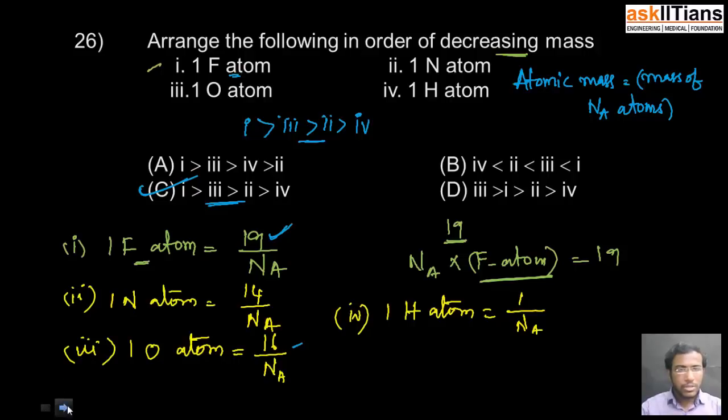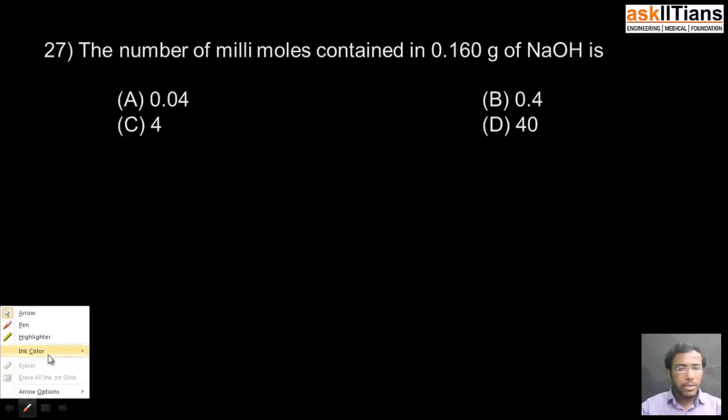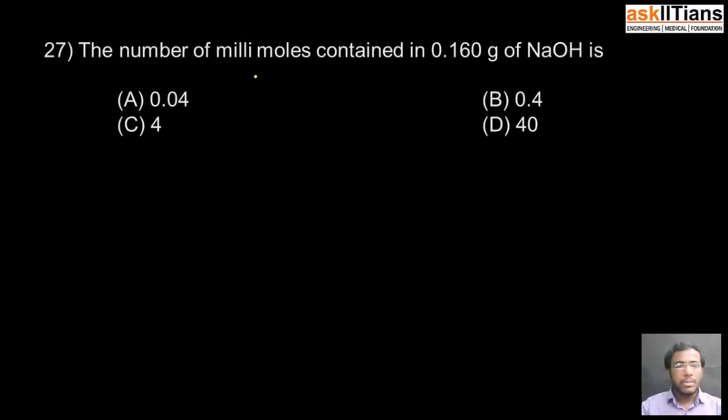So moving to the next question, 27. The number of millimoles contained in 0.16 grams of NaOH is. Okay, the question is, I think, a very simple one, right? You have to calculate the number of millimoles, not moles. So pay attention to this one.